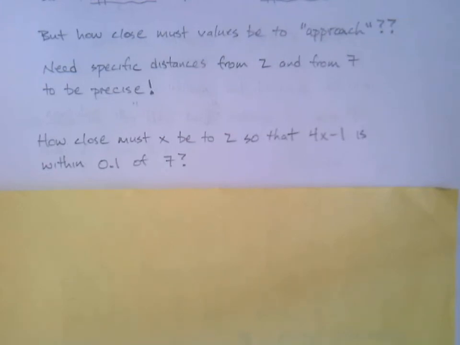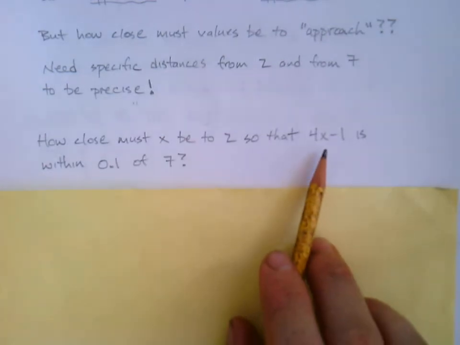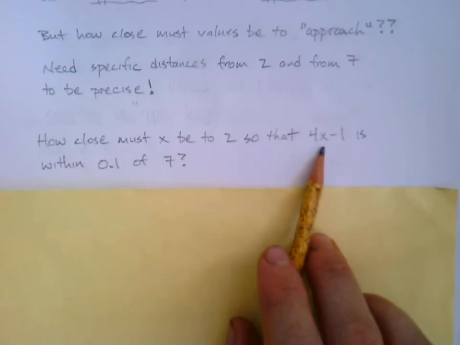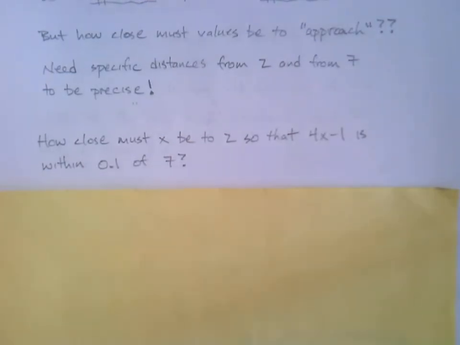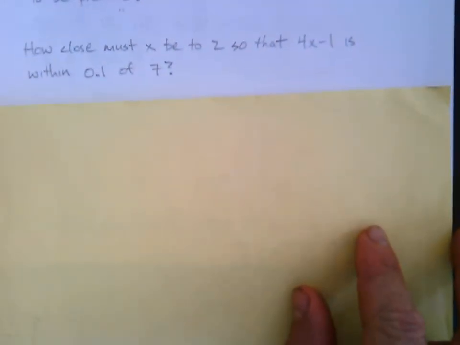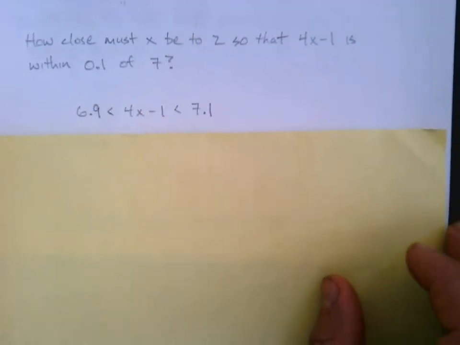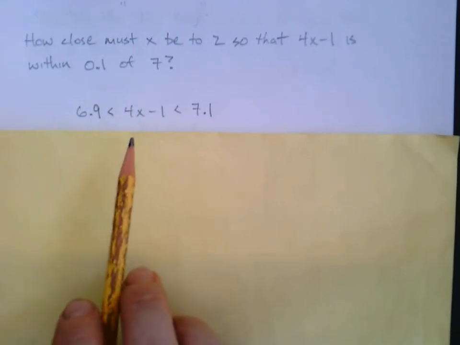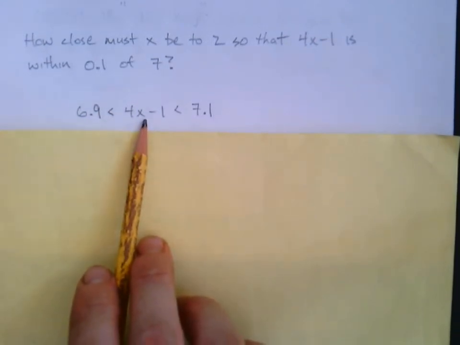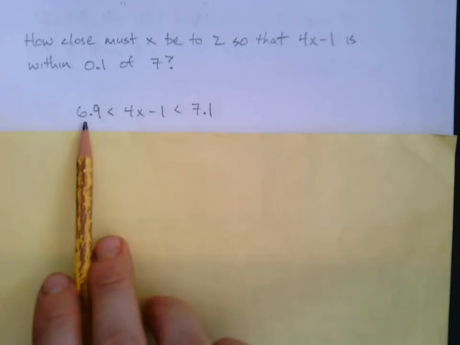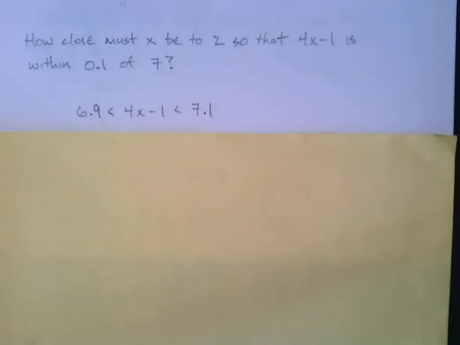How are we going to do that? Let's look at what we're told. We want our function, 4x minus 1, to be within 0.1 of 7. Let me slide this up. If it's within 0.1 of 7, it could be either direction, a little bit lower or a little bit higher. So I'm going to say this right here. If we're within 0.1 of 7, then our function is going to be caught somewhere between 6.9 and 7.1. If it falls in between, then we know, no doubt about it, it is within 0.1 of 7.